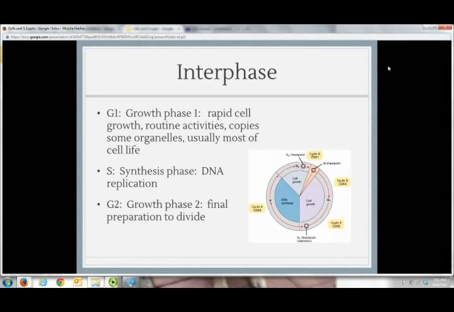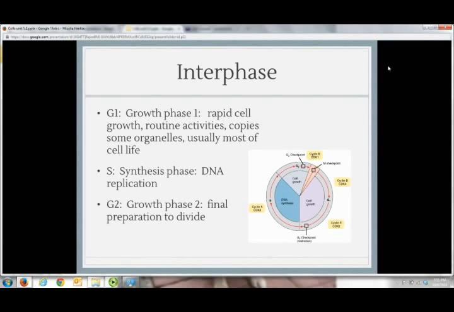During interphase, we subdivide this into three shorter phases. The G1 phase is your growth phase 1. During this time, you're going to have rapid cell growth. The cell is doing its routine activities. It's doing its normal job. It will make copies of some of the organelles, but this is the majority of a cell's life.